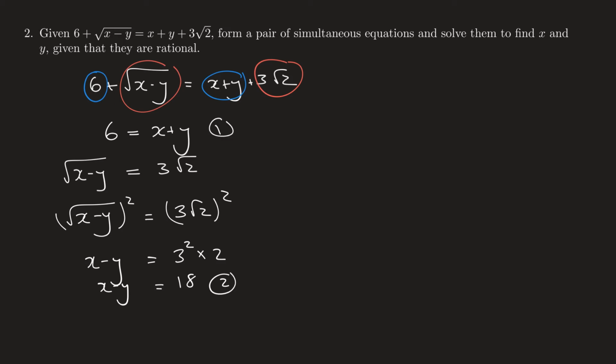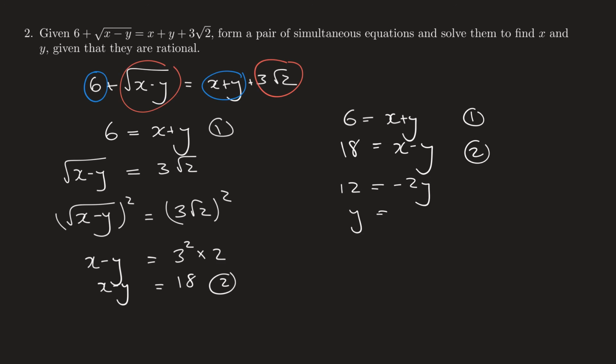Let's work with these over here. So we've got 6 equals x plus y, and we've also got 18 is equal to x minus y. Now, solving these simultaneously, let's subtract equation 1 from equation 2. I think that's easier. So that means we'll have 18 minus 6, which is 12, x minus x, which is 0, and negative y minus y is negative 2y. Solving this, we get y is equal to negative 6. So that's our first value of y.